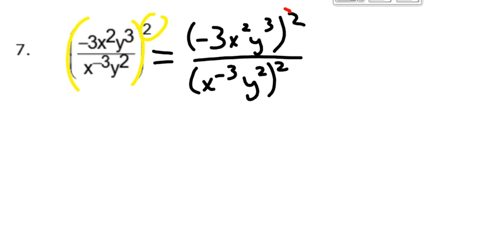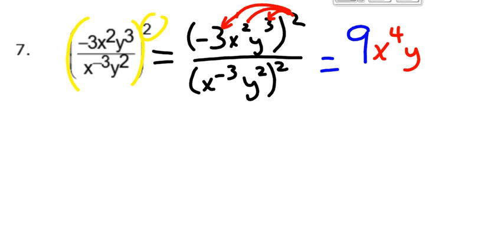All right, so now I have to distribute. So let's not forget this guy. Negative 3 times negative 3 gives me positive 9. x squared to the 2nd power, x to the 4th. And y cubed to the 2nd power gives me y to the 6th. I have to multiply those exponents. All right, so let's keep going. x to the negative 3 times 2 gives me x to the negative 6. y squared, squared, y to the 2nd power gives me y to the 4th.